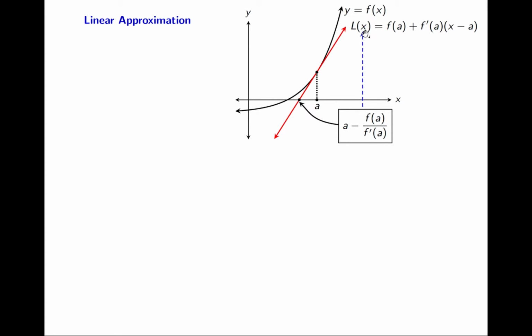Plugging this in for x, it would also be plugged in here. So imagine plugging a minus f of a over f prime of a in right there. The first thing you do is you subtract an a, which would make that a disappear, and you're left with this term in parentheses being equal to minus f of a over f prime of a. It's being multiplied by an f prime of a, so the f prime of a is canceled, and you just get this whole term right here being negative f of a that's added to that f of a, and that's 0 right there.